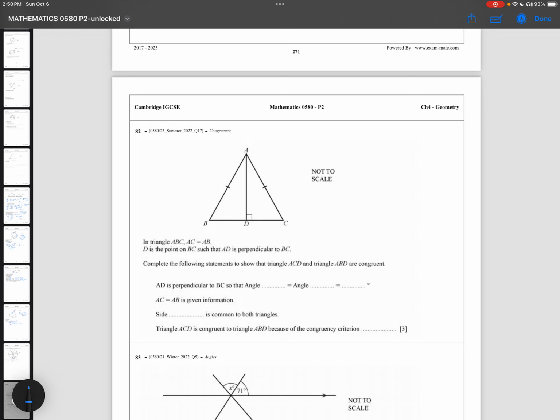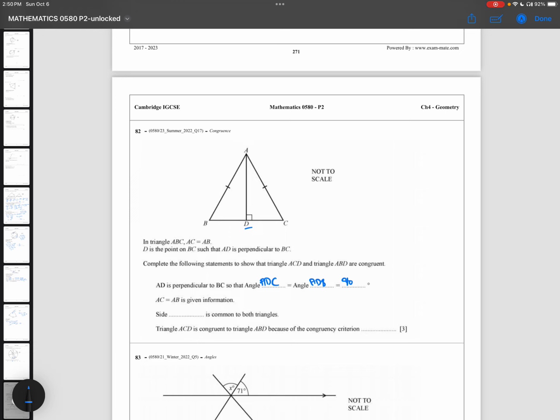AD is perpendicular to BC, so if AD is perpendicular to BC, it means angle ADC will be equal to angle ADB, and they both will be equal to 90 degrees. Whenever a line is perpendicular to another line, it makes an angle of 90 degrees, and we have been shown in the diagram as well. This square particularly shows us that this angle is equal to 90 degrees.